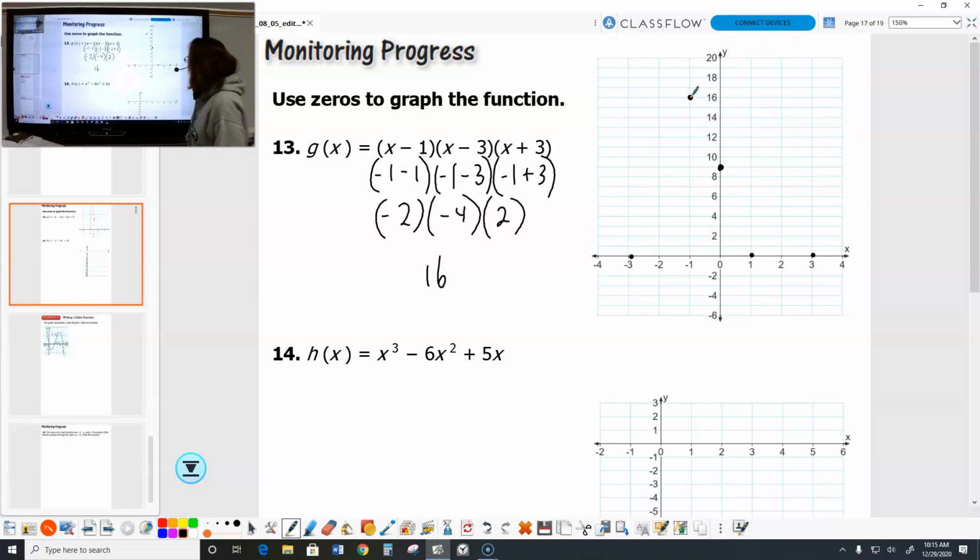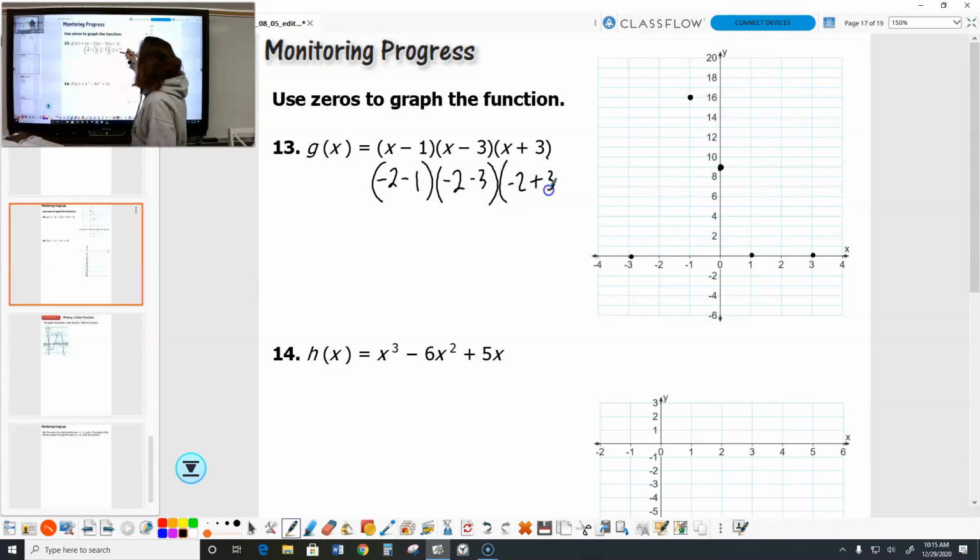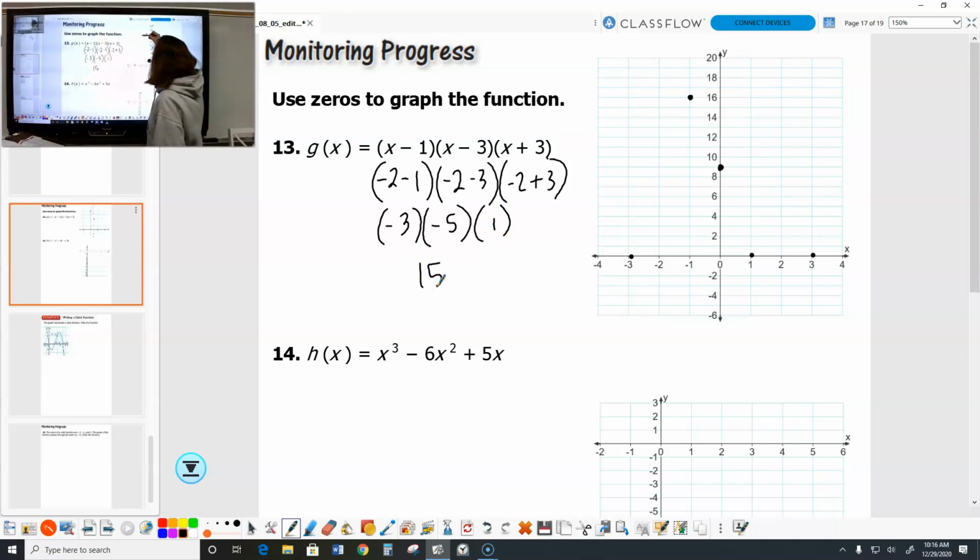All right, and let's go ahead and do the 2. Or the -2. Yeah, let's go ahead and put in -2. So we got -2 minus 1, -2 minus 3, -2 plus 3. All right, so that's going to give us a -3 times -5 times 1. And so that's going to be +15. So that's going to give us a point right about there. All right, so I know I'm going to go up, and then I'm going to go back around down. I'm going to need to know how far down to go on the other side.